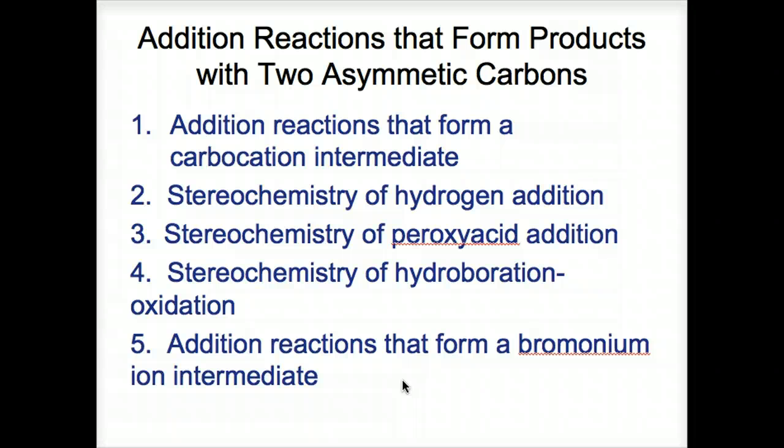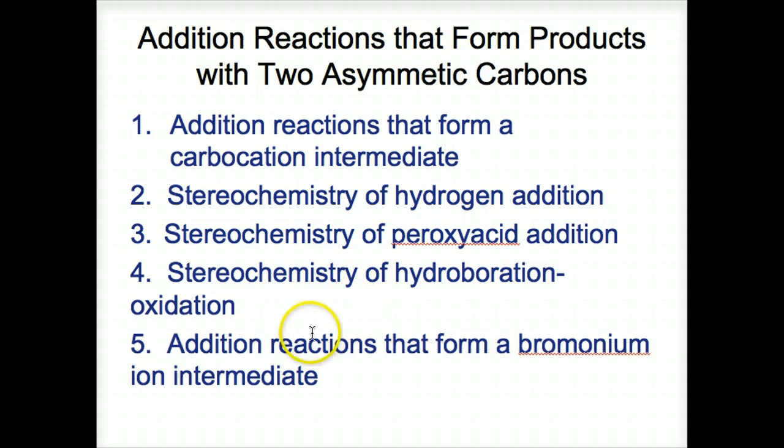Okay, addition reactions that form products with two asymmetric carbons. We're going to see that, number one, addition reactions that form a carbocation intermediate. This is like our alkene reaction number one. Number two, stereochemistry of hydrogen addition, which is like alkene reaction number 10. Number three, stereochemistry of peroxy acid addition. This is alkene reaction number 8. Number 4, stereochemistry of hydroboration oxidation. This, of course, is alkene reaction number 9.